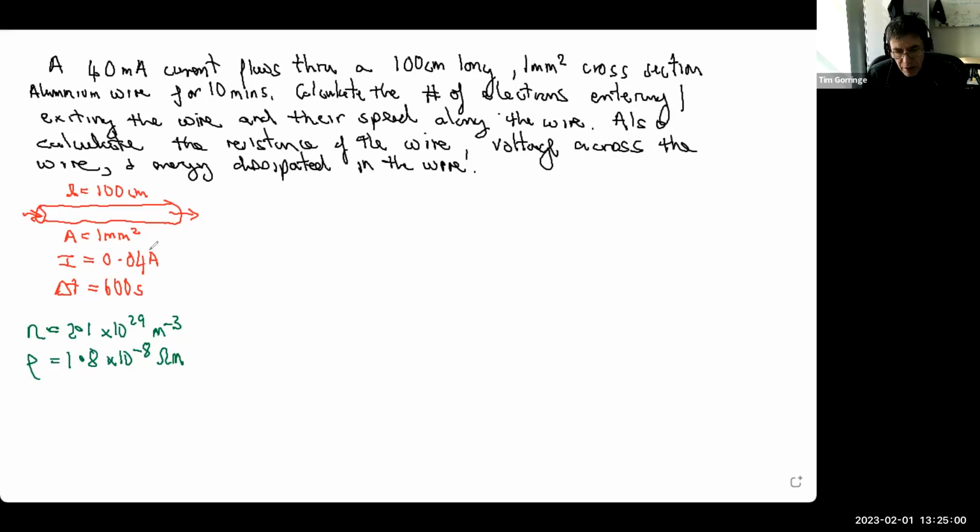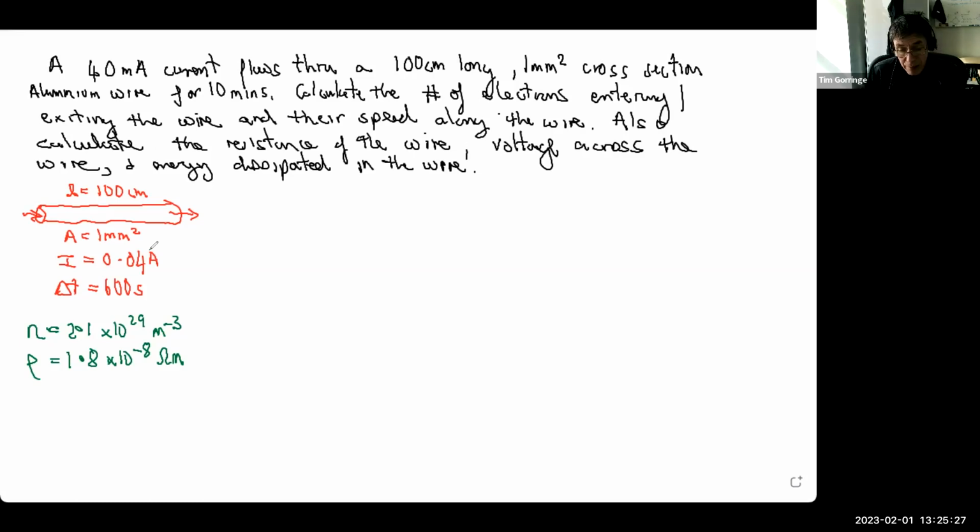So in this particular example, we're told that we have a 100-centimeter long, 1 square millimeter cross-section aluminium wire. And we're told that a 40 milliamp current is flowing in that wire. And based on that information, we're going to figure out a bunch of it.